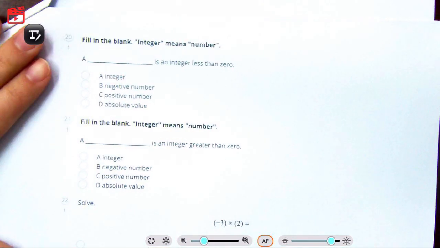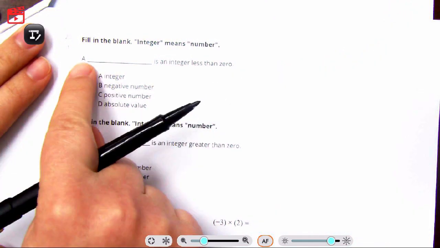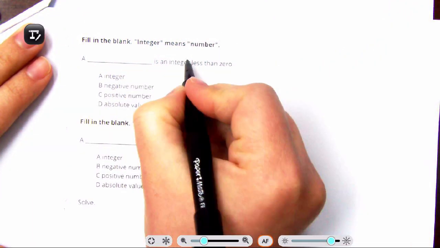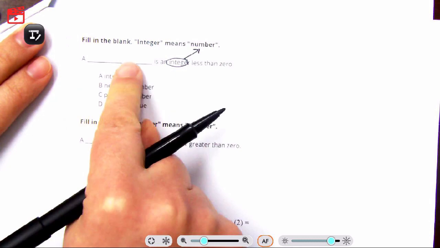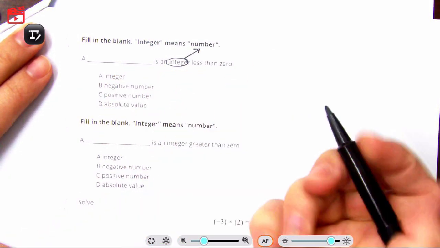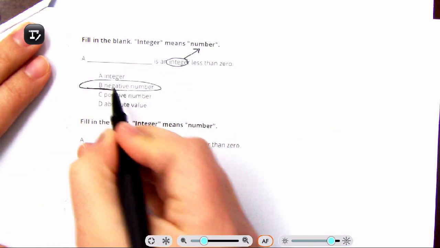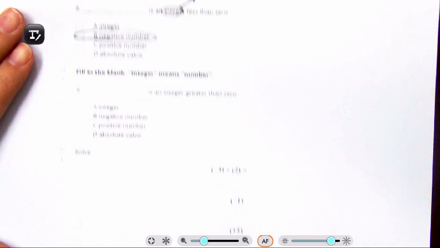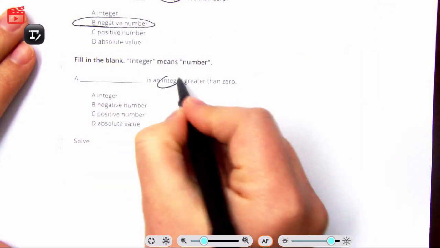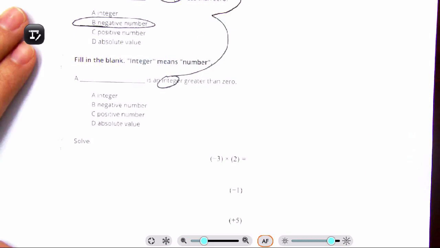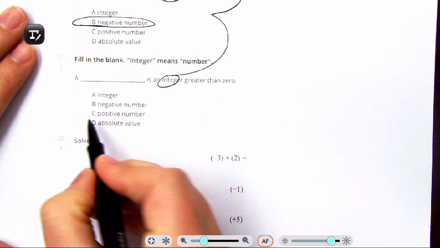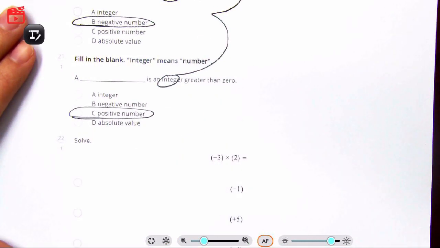Fill in the blank. An integer means number. A blank is an integer, so integer means number. A blank is a number less than 0. A negative is a number less than 0. A blank is a number greater than 0. A positive number is a number greater than 0.